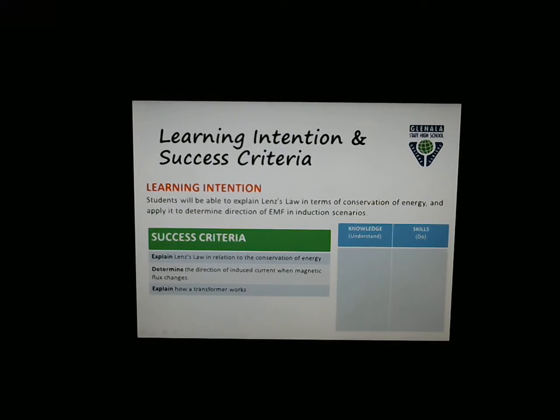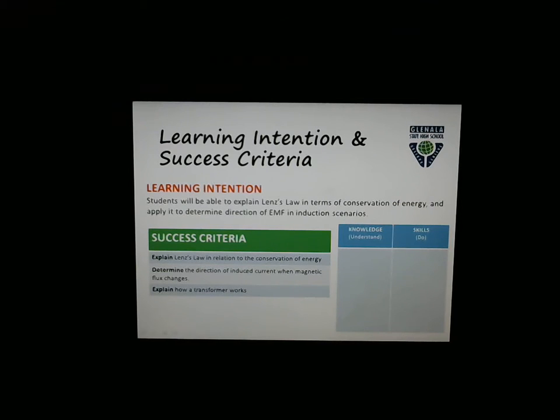Okay, so having a look here, we can see that we're going to try to explain this thing called Lenz's Law in terms of conservation of energy, and you do need to be able to explain it, and you have to apply it to determine direction of the EMF. Now, we saw EMF in our previous video. Now we're going to figure out how to do the directional parts of it.